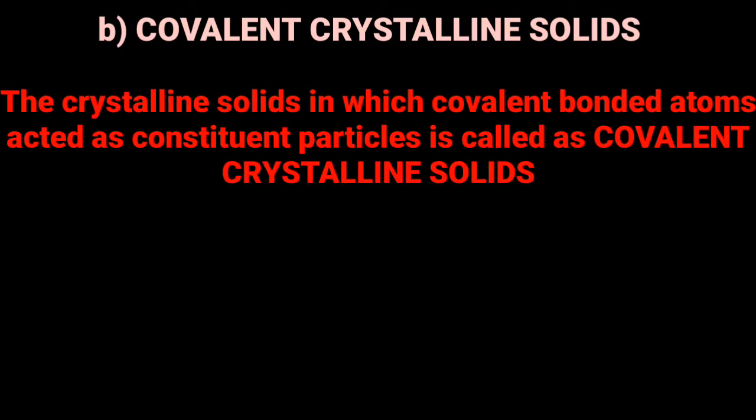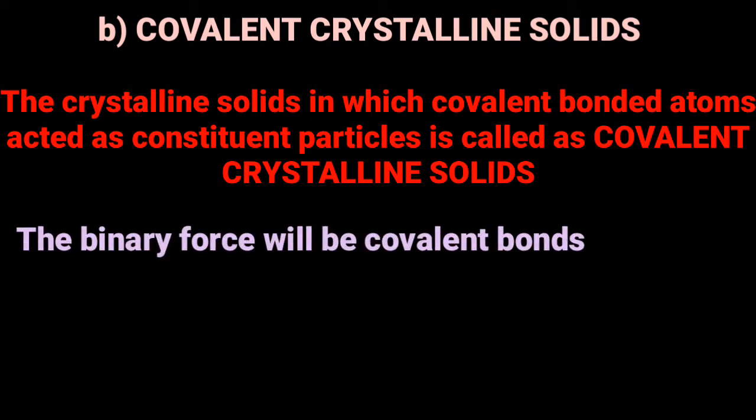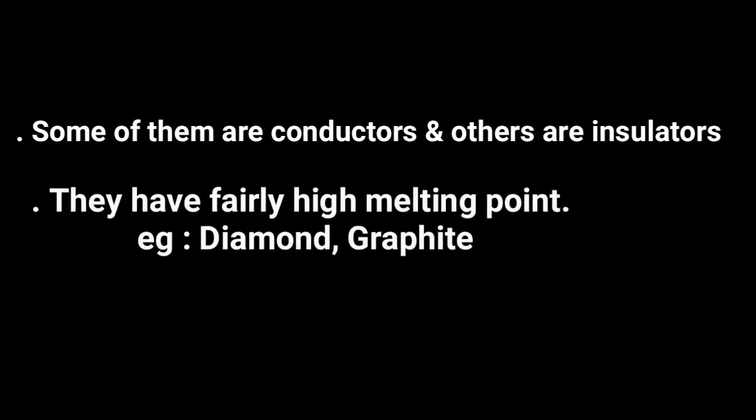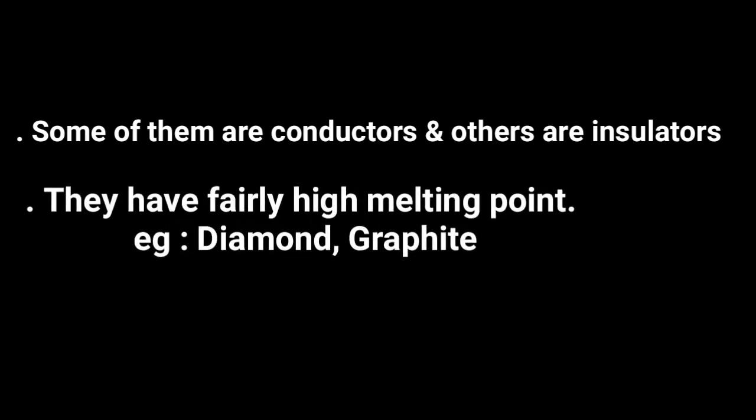Covalent crystalline solids. The crystalline solids in which covalently bonded atoms act as constituent particles are called covalent crystalline solids. The binding force is covalent bonds. Some of them are hard, but others are soft. Some of them are conductors and others are insulators. They have fairly high melting point, for example diamond and graphite.